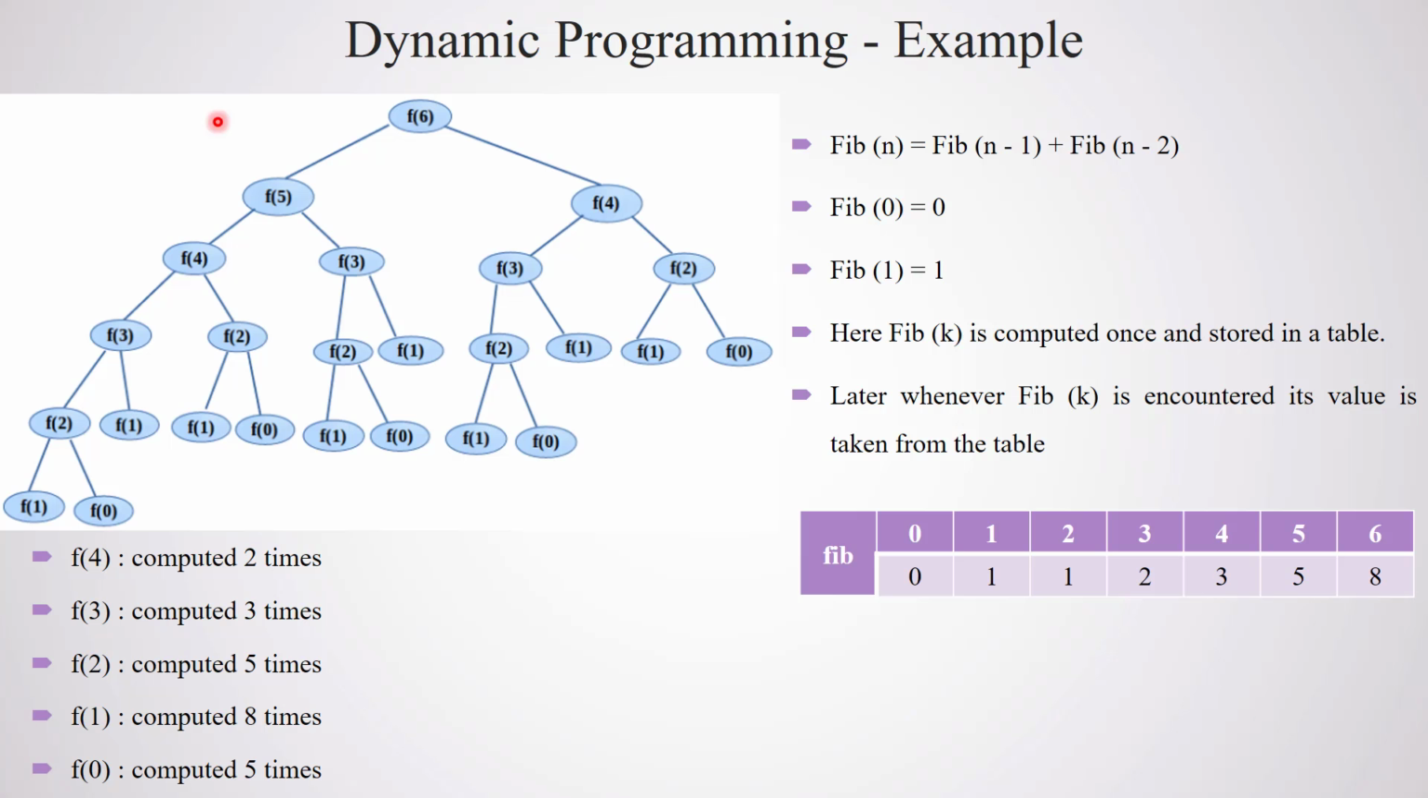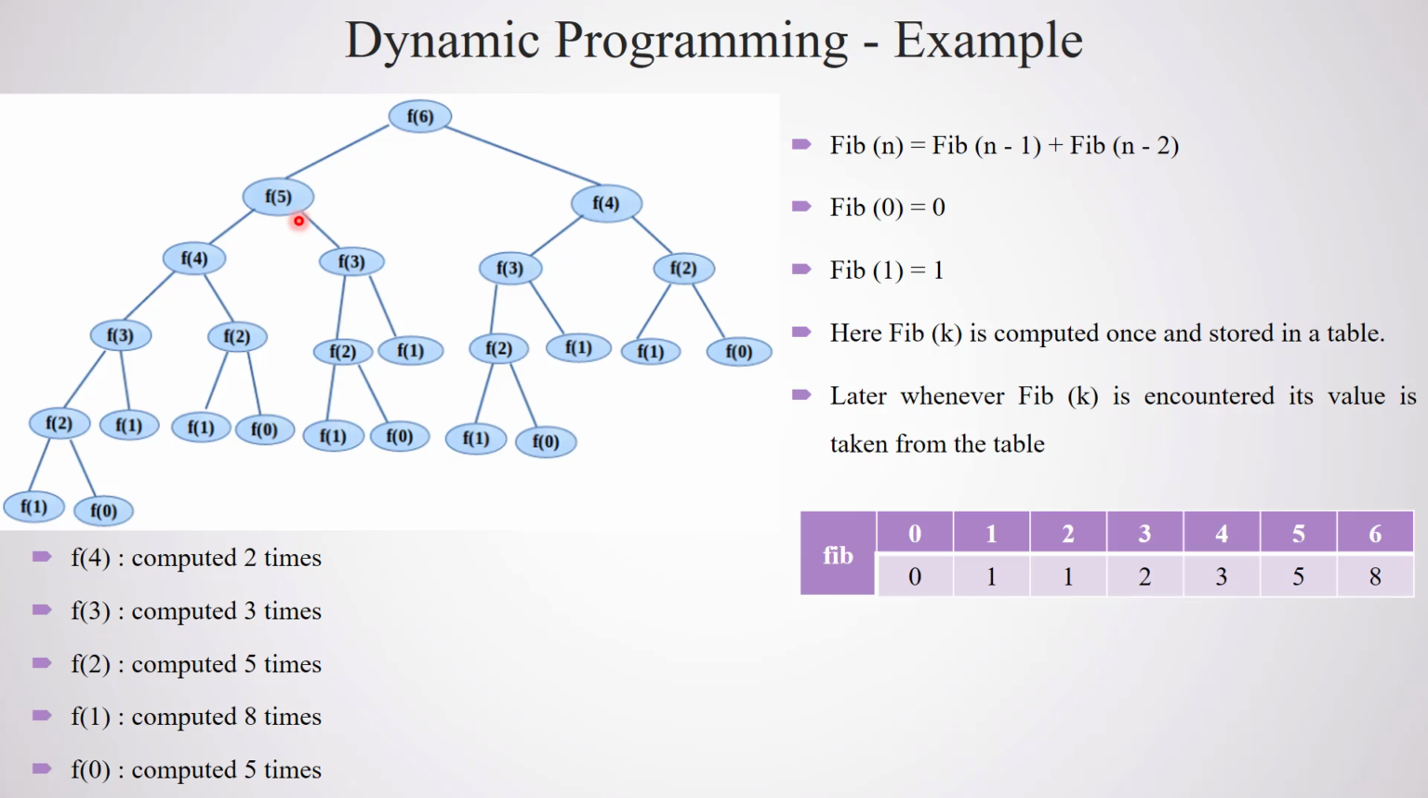Let's look at this recursion tree. Instead of fib, I have denoted it as f. F of 6 is actually f of 5 plus f of 4. And f of 5 is again f of 4 plus f of 3. Similarly, it shows all other divisions of subproblems. Here f4 is computed 2 times, f3 is computed 3 times, f2 is computed 5 times, f1 is computed 8 times, and f0 is computed 5 times.